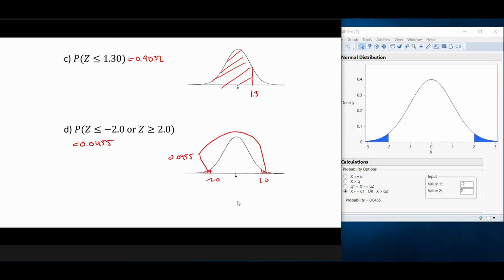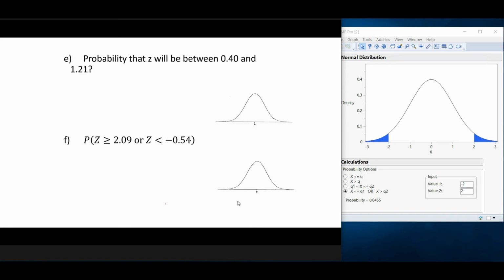It's very helpful to draw these pictures to make sure you're calculating the area you think you are. The probability that z will be between 0.4 and 1.21, right? So here's 0.4, it's on the right side of 0, and 1.21 is somewhere there. So I'm looking for this area, right, between those two points.